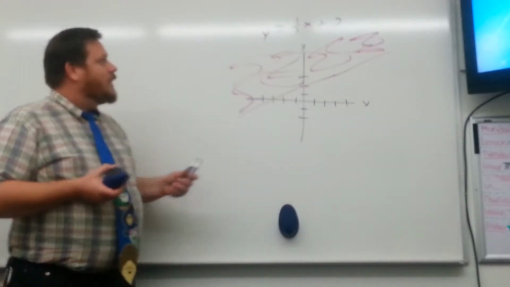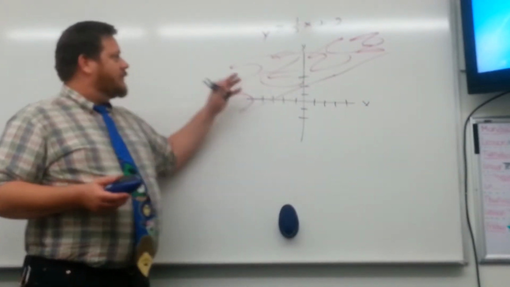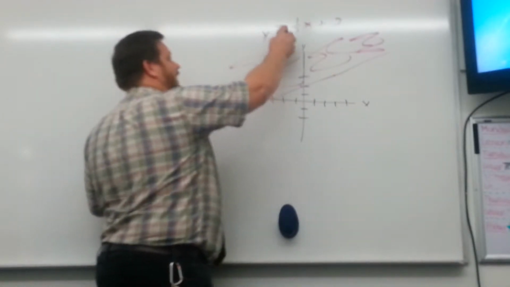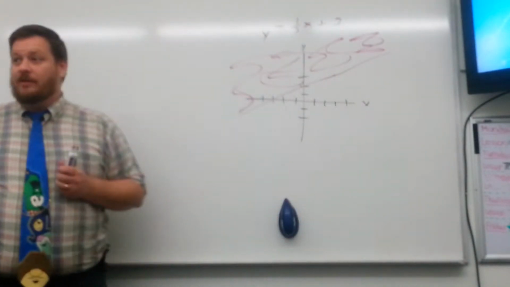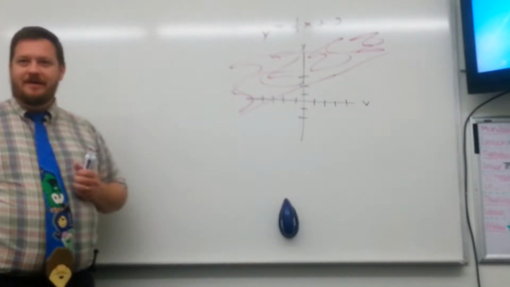All right, now let's say that this was y is greater than instead of greater than or equal to. Where's the line? It would be an open circle all over that.